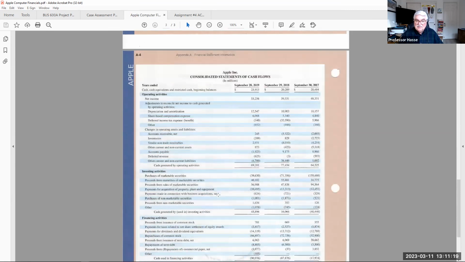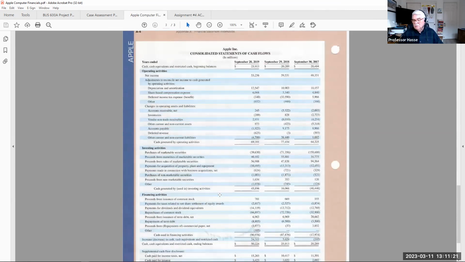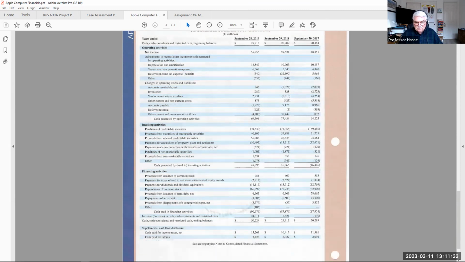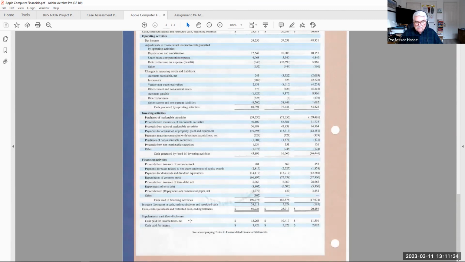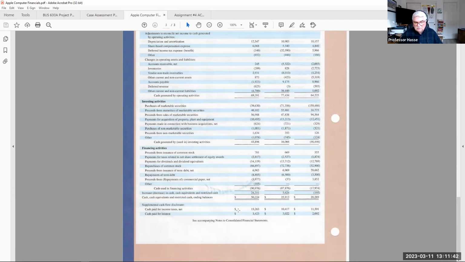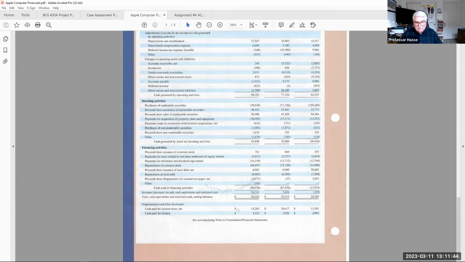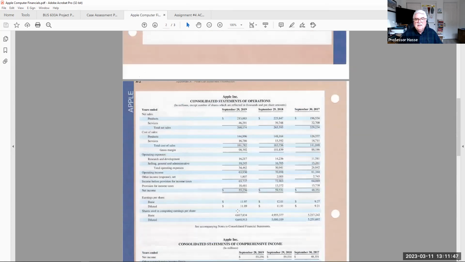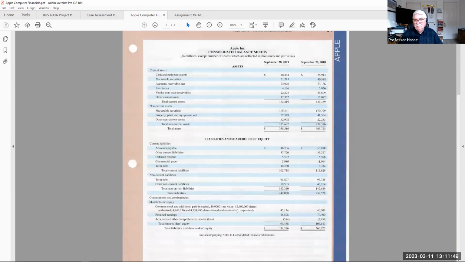And then finally, the statement of cash flows, which I consider the most important statement for Apple Computer, shows operating cash flows, investing cash flows, and financing cash flows, and shows that Apple Computer had a change of $24 billion in additional cash for the year, and so on. So that's an important statement as well. So there's the basic financial statements for these years for Apple Computer.